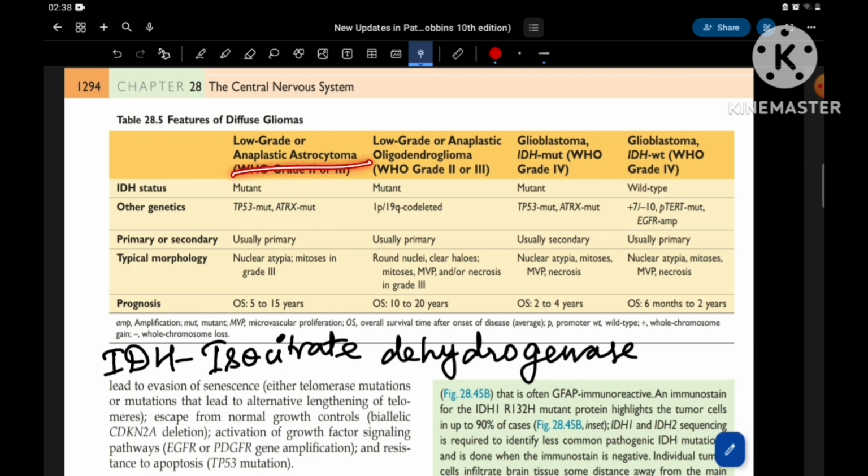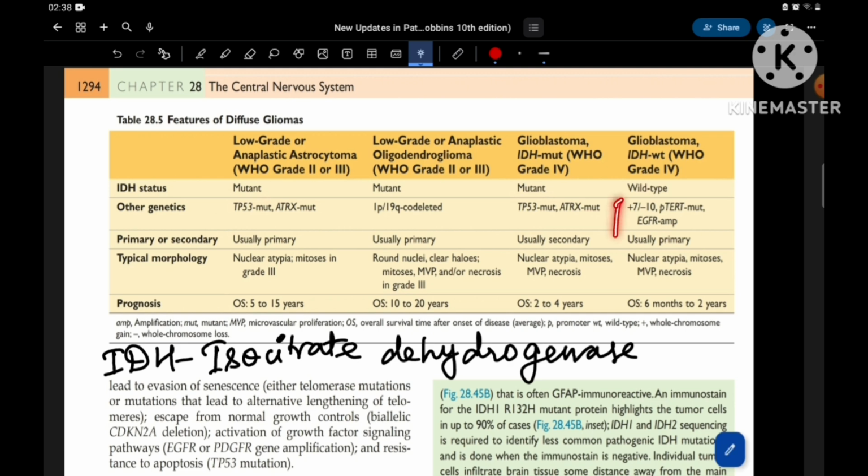See here, in anaplastic astrocytoma the IDH status is mutant, and in all anaplastic oligodendroglioma it is mutant. In glioblastoma IDH mutant variety it is mutant, but in IDH wild variety it is wild type. This has TP53 mutation, ATRX mutation. Oligodendroglioma has 1p19q codeleted, and the IDH mutant variety has the same TP53 mutation, ATRX mutation. It is the same in anaplastic astrocytoma. Just note it. I'll say the significance later.